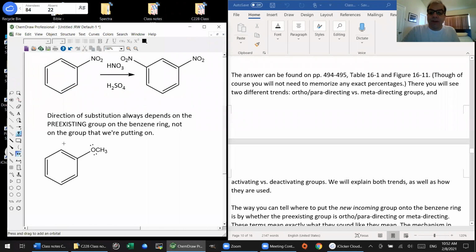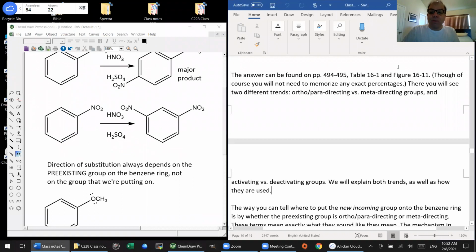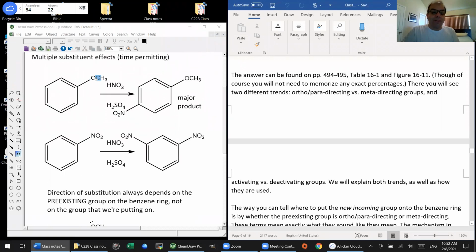But so how can you tell if the molecule is para, meta or ortho based on the pre-existing group? Well, what you do is you look at these tables and these figures. They tell you which groups are ortho-para-directing and which groups are meta-directing. So if you look up methoxy, you'll see that it says that alkoxy groups in general are ortho-para-directing.